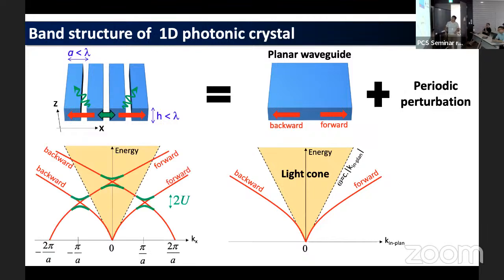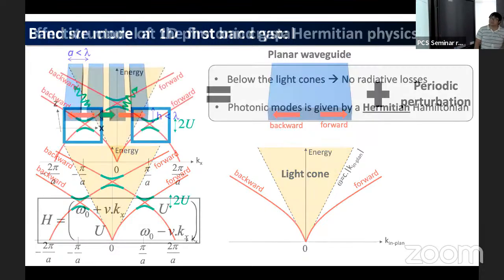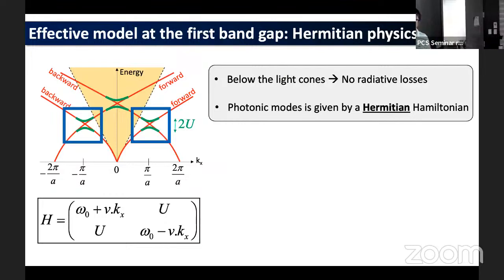And then if we put in the perturbation by band folding, the forward mode can be shifted by one Brillouin zone, the backward mode we shift by one Brillouin zone, and we have a crossing. At the crossing point, we will have interaction between backward and forward, opening some band gaps. So in this first part of the talk, we will focus on the first band gap, which is situated below the light cone, so there are no losses.